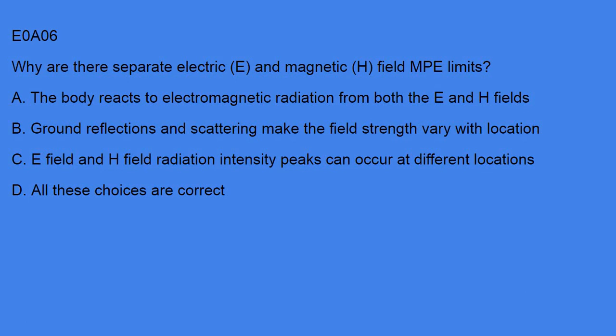E0A06, why are there separate electric and magnetic field MPE limits? The body reacts to electromagnetic radiation from both the E and H fields. Ground reflections and scattering make the field strength vary with location, and E field and H field radiation intensity peaks can occur at different locations. All of these choices are correct.